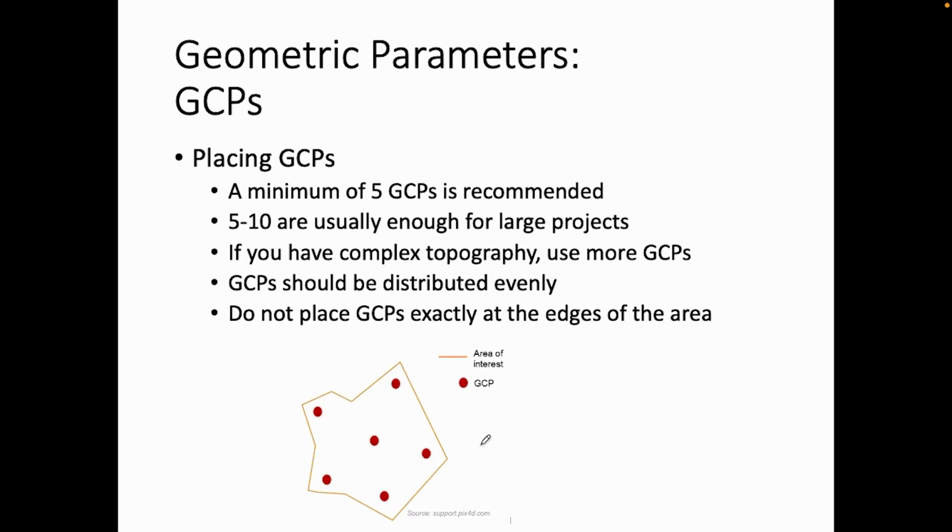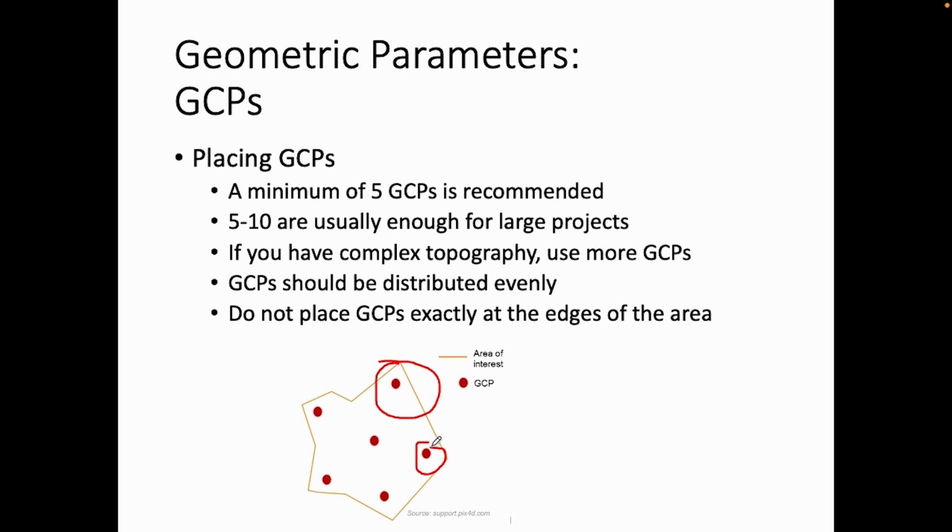5 to 10 is usually enough for large projects. If you have complex topography, separate areas, use more GCPs for those areas. But again, we don't want the GCP exactly at the edge of our mission area. Why? Because it's not going to be in that many photos. We need our GCPs to show up in several photos, a bunch of the photos, so that we can identify them in a bunch of photos.